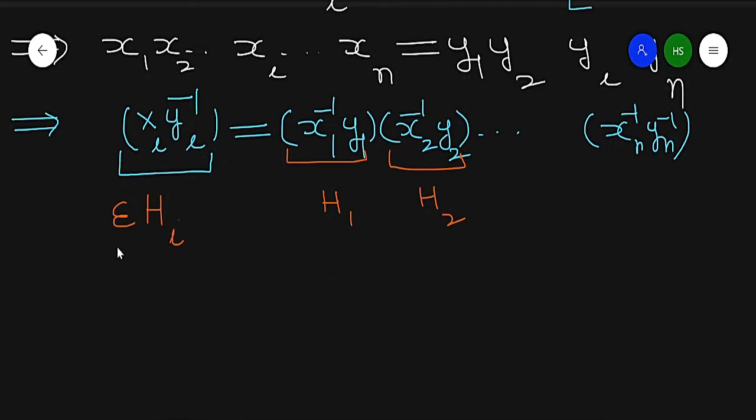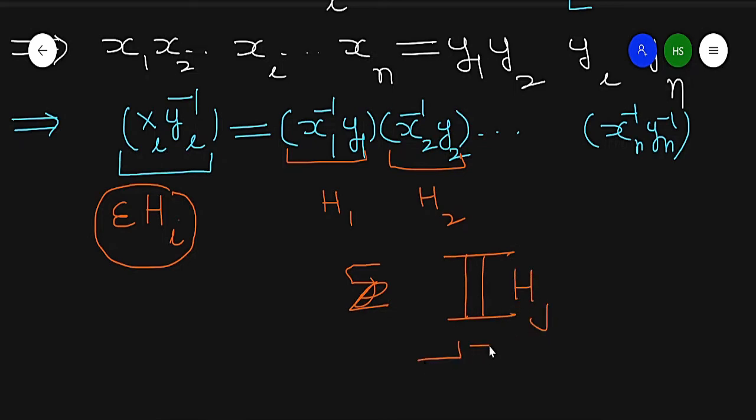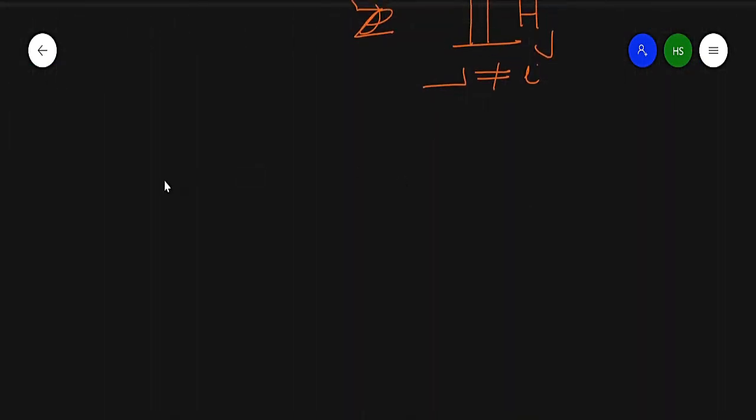So what we get, this left hand side belongs to Hi, and the right hand side belongs to the product of Hj, where j is not equal to i. So this value belongs to Hi, and this right hand side belongs to this product. So this left hand side value belongs to the intersection. So if it belongs to the intersection, what do we get?